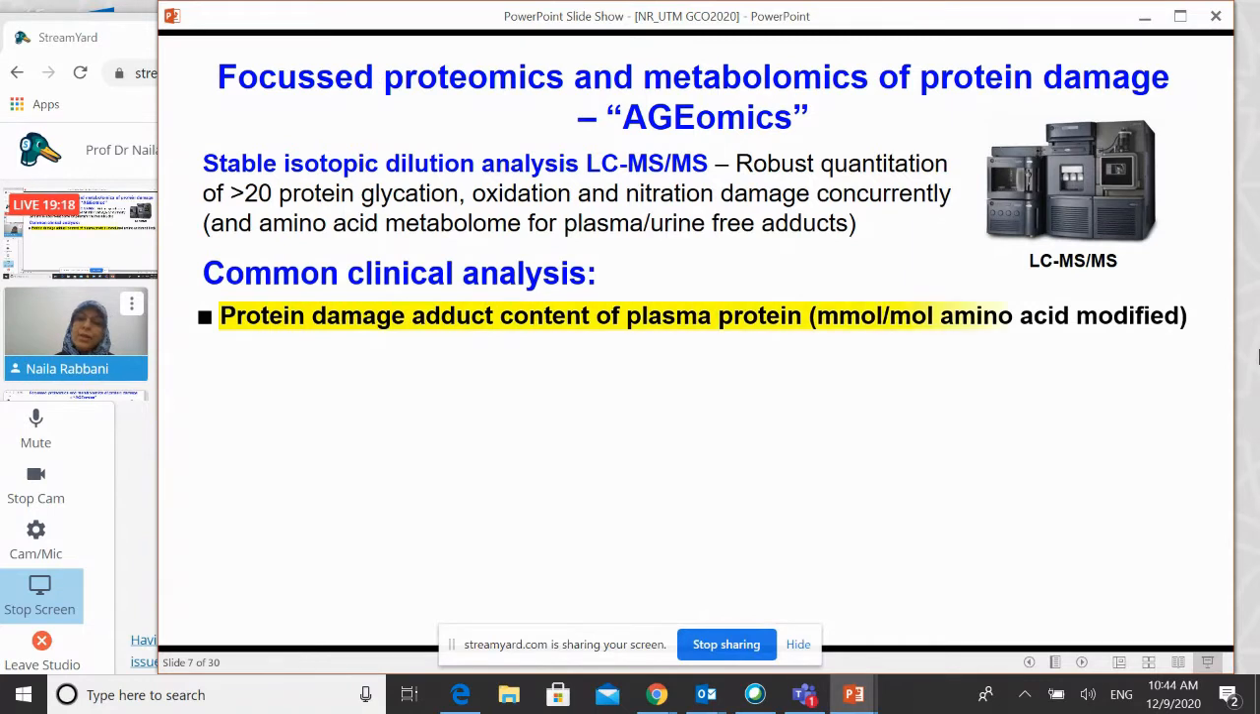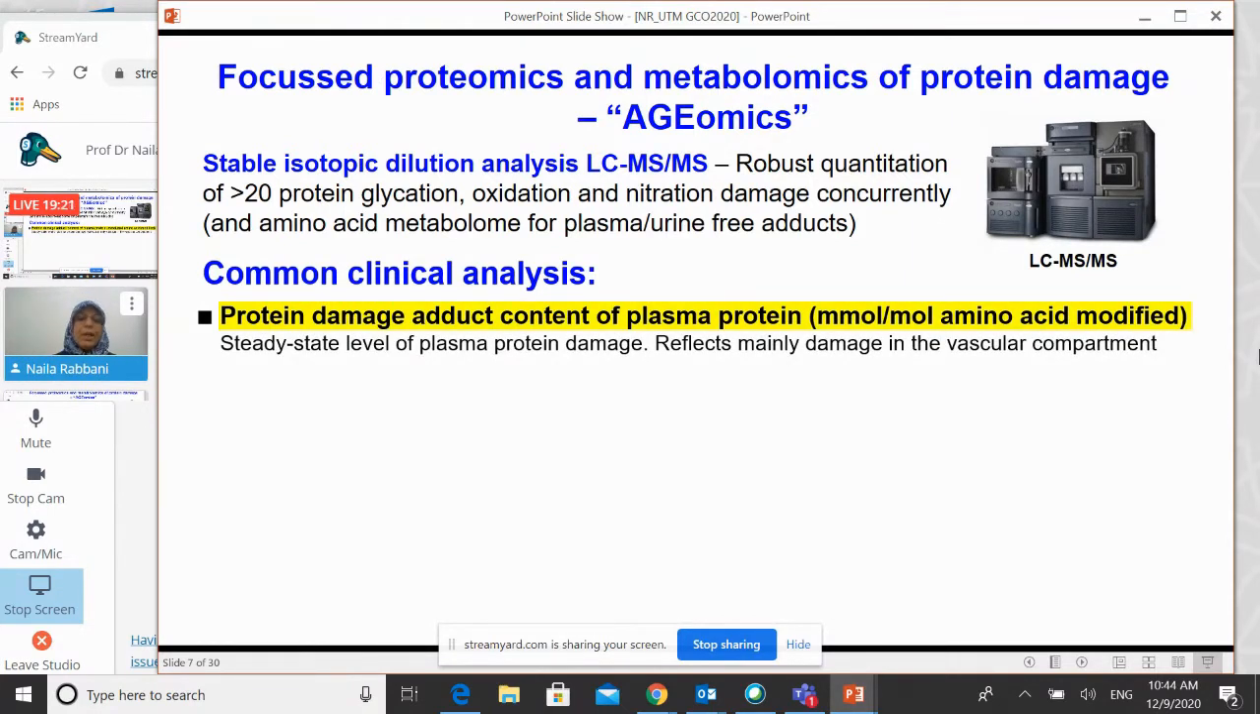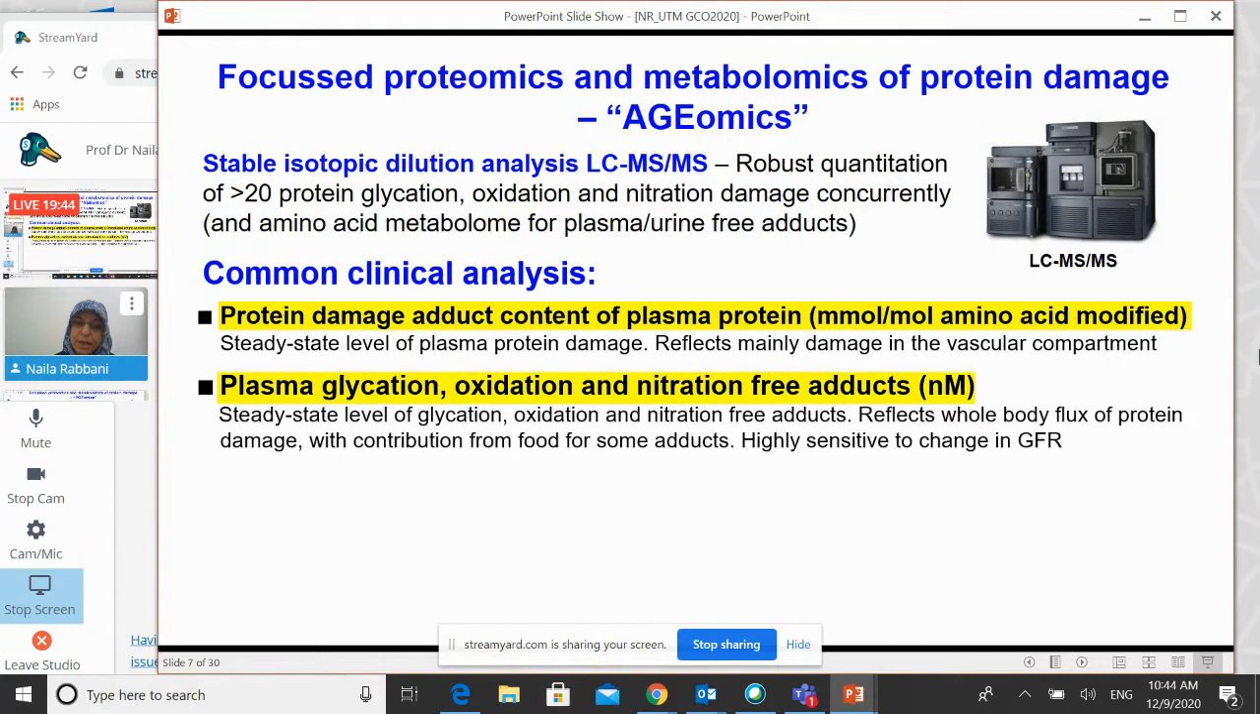So for common clinical analysis using this technology, LC-MS/MS, we can measure the protein damage adduct content of plasma protein, giving the measurement in millimole per mole of amino acid modified. It gives you the steady-state level of plasma protein damage and reflects mainly damage in the vascular compartment. Then we can measure plasma glycation, oxidation, and nitration free adducts in the plasma, and this gives you the steady-state level of protein damage free adducts, reflecting whole-body flux of protein damage. There is some contribution from food for some adducts, and it is highly sensitive to change in glomerular filtration rate.